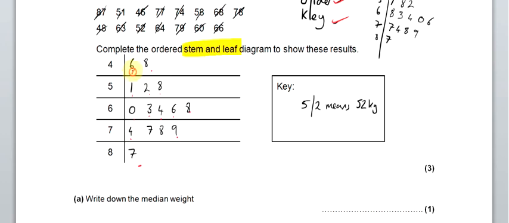Smallest, largest, smallest, largest is 79 now. Smallest is 51, largest is 78. Smallest, largest, smallest, largest, smallest, largest, smallest, largest. So the middle is the 4, but hang on, it's not a 4. Remember the key, it's 64, and it's kilograms, isn't it?